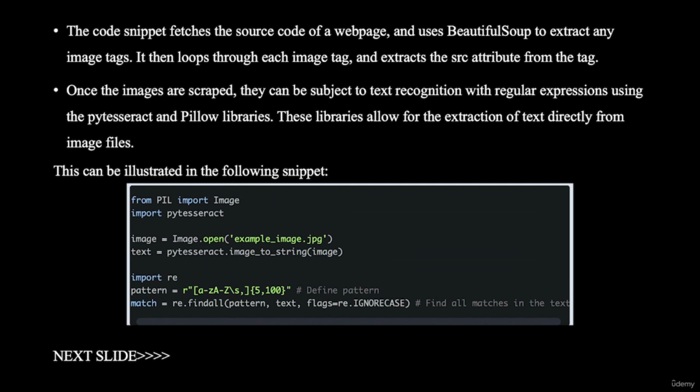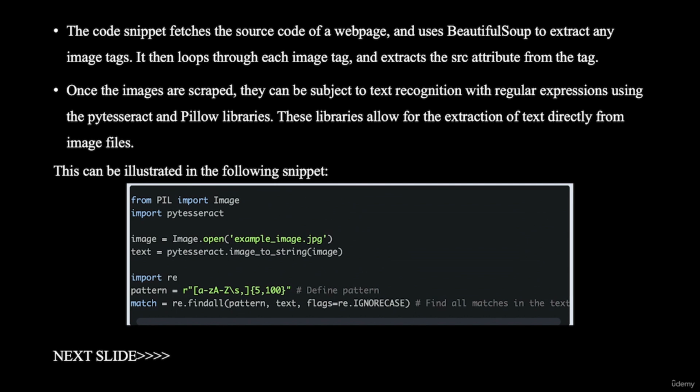The next line will be used to perform optical character recognition, or OCR, on images. After that, we'll open the image file named example image.jpg and store it in the image variable, after which we'll perform OCR on the image and store the resulting text in the text variable. The next line will import the re library, which is used for regular expressions.